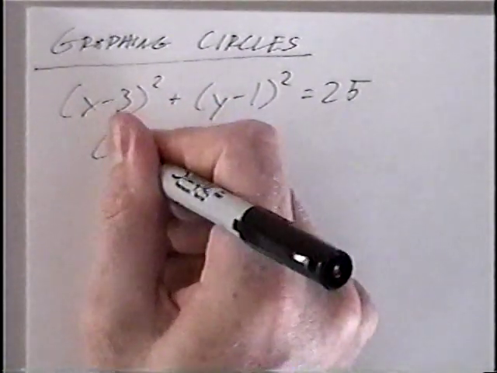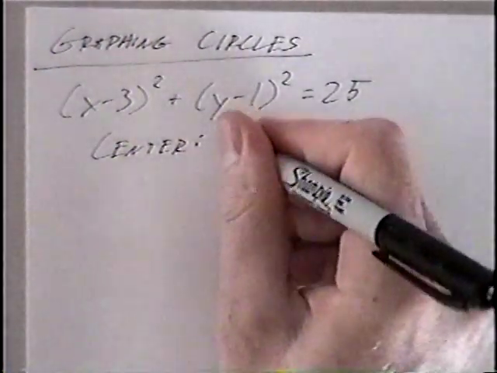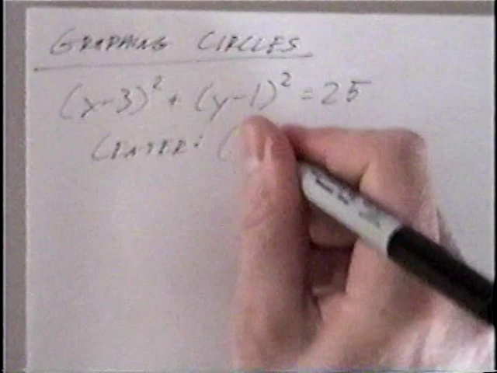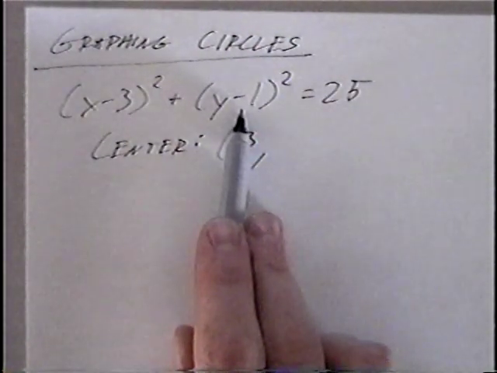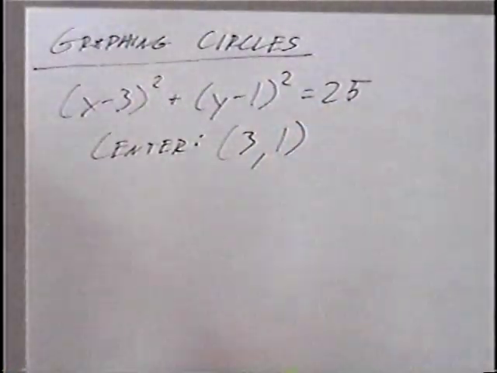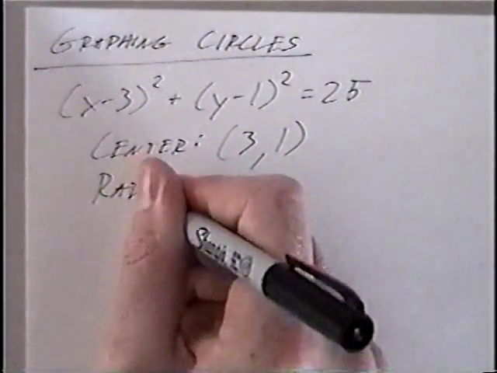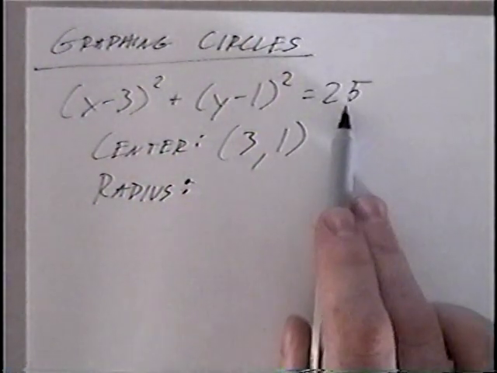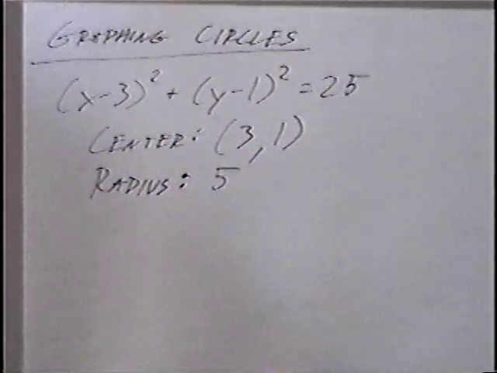The center for the circle, the x value would be the opposite of the number in the x parentheses, which would be 3, and the y value would be opposite of the y number, which would be positive 1. And the radius for the circle, the number it's equal to, you take the square root of, so the radius would be 5.